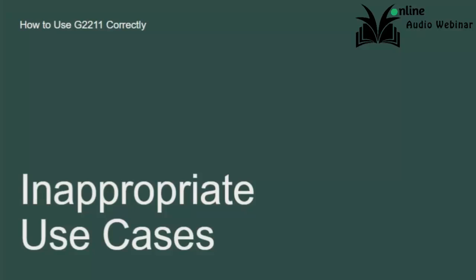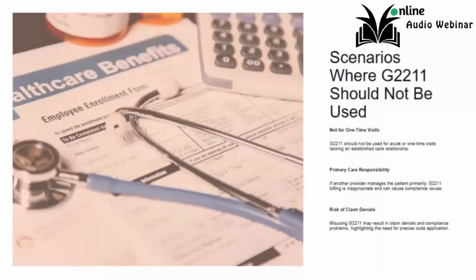Now, before we talk about inappropriate use cases, I want to talk for just a moment about some specific documentation requirements that may be needed. Medicare does not specifically say that there has to be any kind of specific documentation requirement to this code. So let's talk about how you would not use G2211. One-time only visits. If another provider manages the patient primarily, G2211 billing is inappropriate and can cause compliance issues.